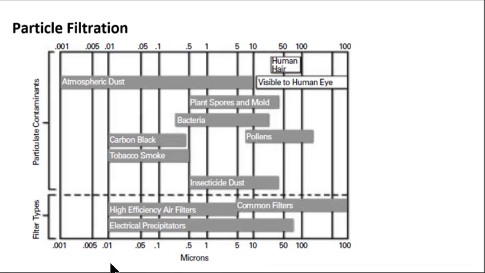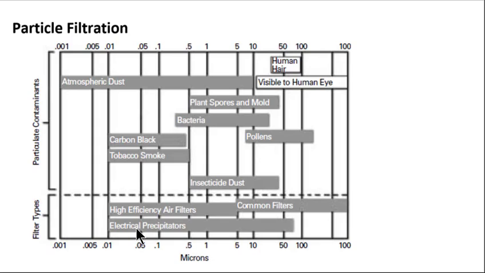On the bottom of the graphic is filter type. The key thing to notice is that most common filters generally are not sufficient to filter out tiny submicron particles. We learned, however, that these submicron particles are the most dangerous since they penetrate deepest into the lungs. To ensure filtration of submicron particles, one would need a high-efficiency air filter.